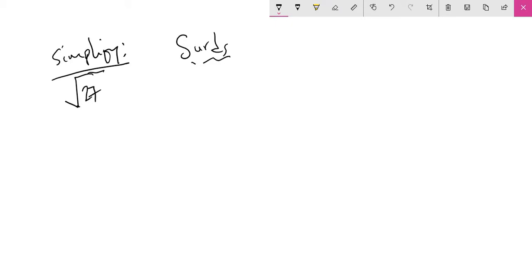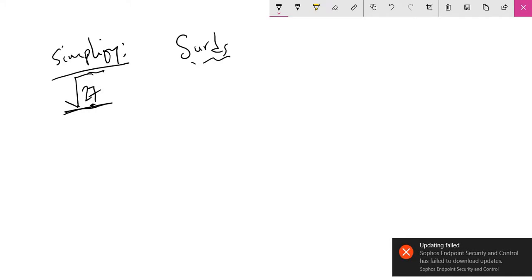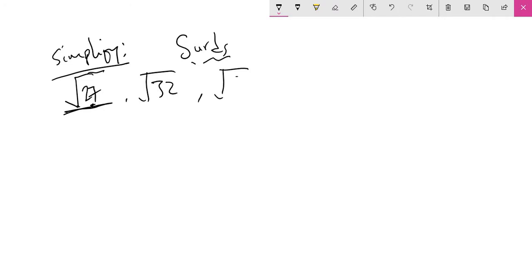Now, root 27. Of course, we know 27 isn't a perfect square. However, it has a multiple that is. So whenever you are given expressions such as this or this, basically the root of a fairly big number which has a multiple that is a perfect square, or this, and so on and so forth, the first thing you want to do is change the number within the root into the multiples containing the multiple that is a perfect square.